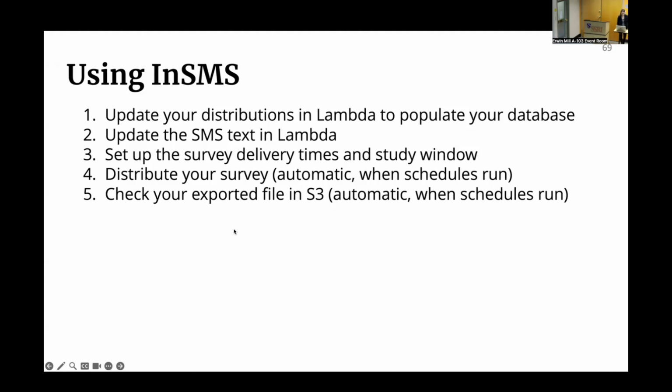So to actually use an SMS, what you need to do is update your distributions in Lambda. I showed you the code, so you can update it, but this would be actually populating things. The way I showed you was just a template, but I'll show you how we can actually do this with real values is what I mean. You will then need to update the text of your SMSs in Lambda. I'll show you how to do that too.